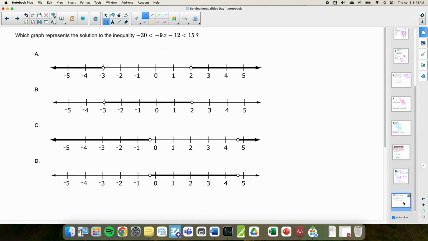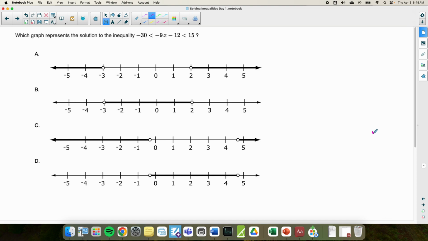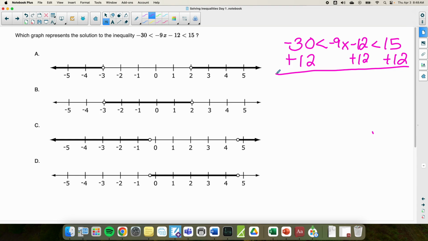Now, let's go to the last one. Okay? We're going to solve this. And you can kind of look and think, are there any that I could get rid of? Okay, probably our answers are going to be this one and this one. Okay, well, that one or that one. So let's check it out. We're going to go -30 is less than -9x minus 12, which is less than 15. Okay, now I'm going to add 12, because I want to get rid of the number before I get rid of the variable. And I add 12 to all 3 parts.